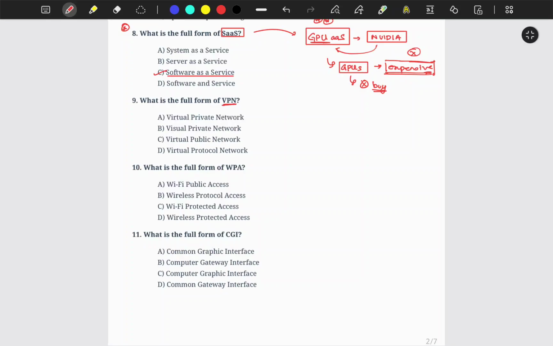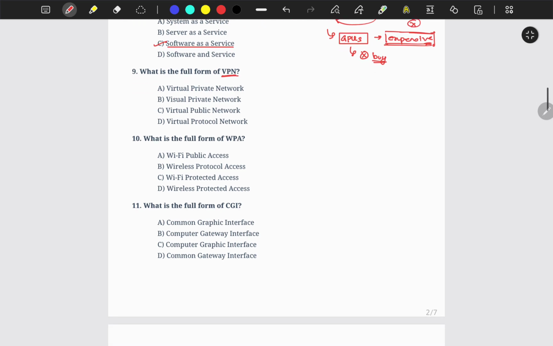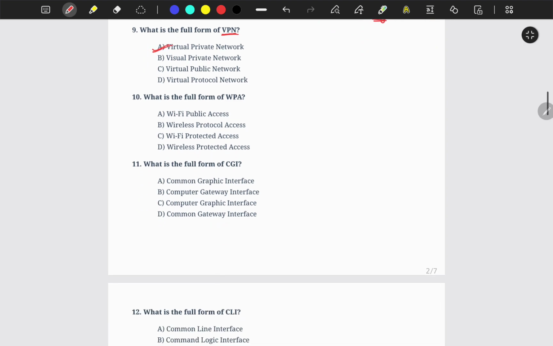So then the next question is, what is the full form of VPN? Many of you must be knowing what a VPN is, right? Many of you use VPNs to access games or videos, Netflix videos, Amazon Prime videos that are not available in your country. So what is the full form of VPN? The correct option is virtual private network.